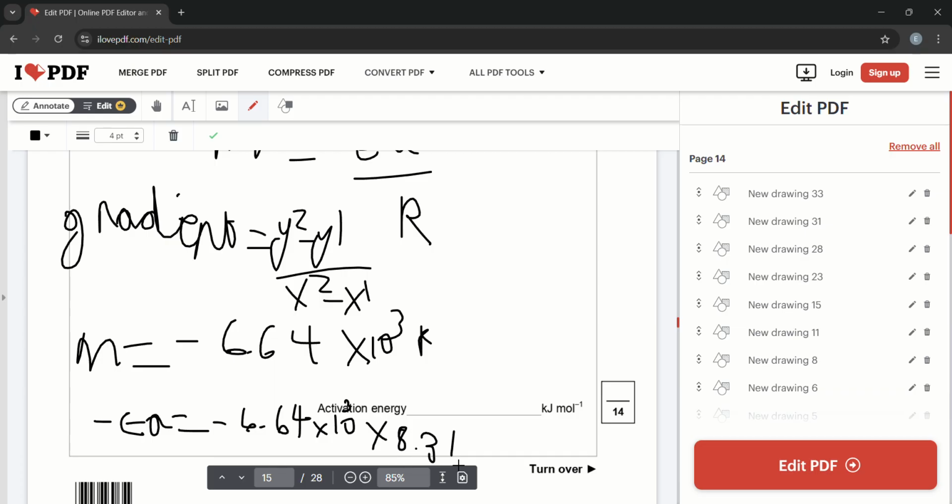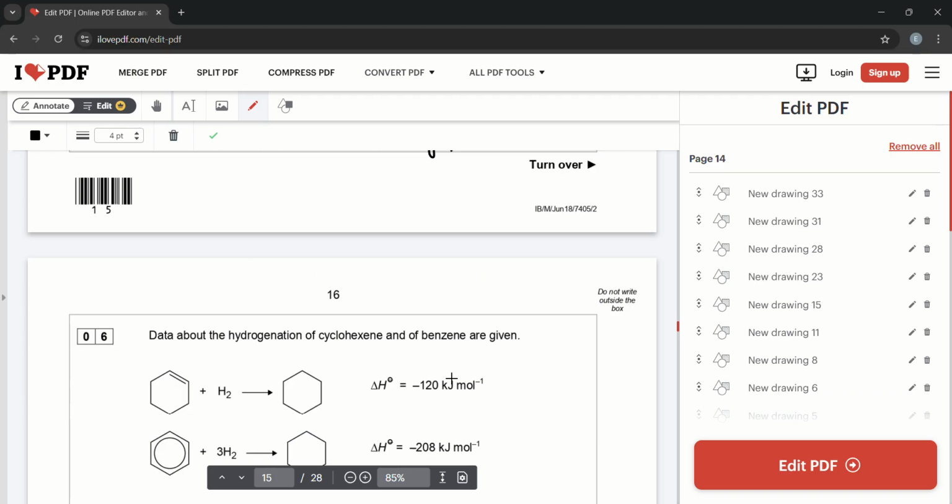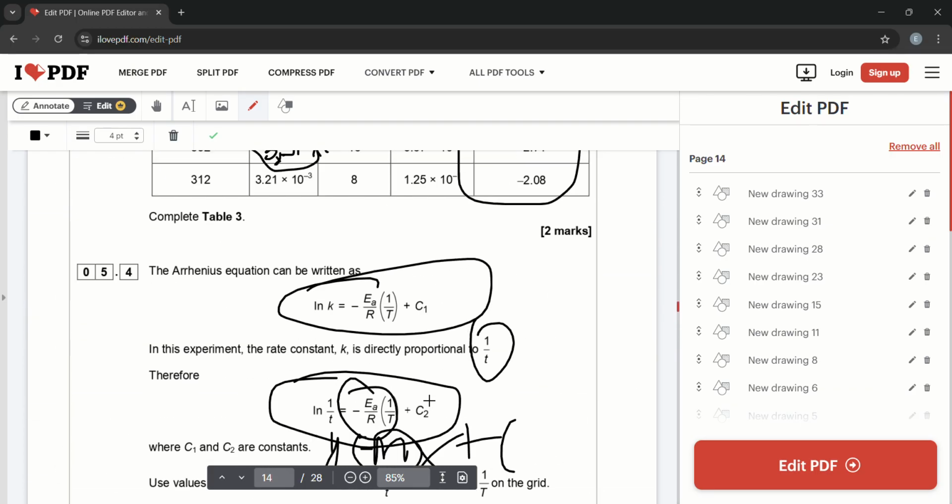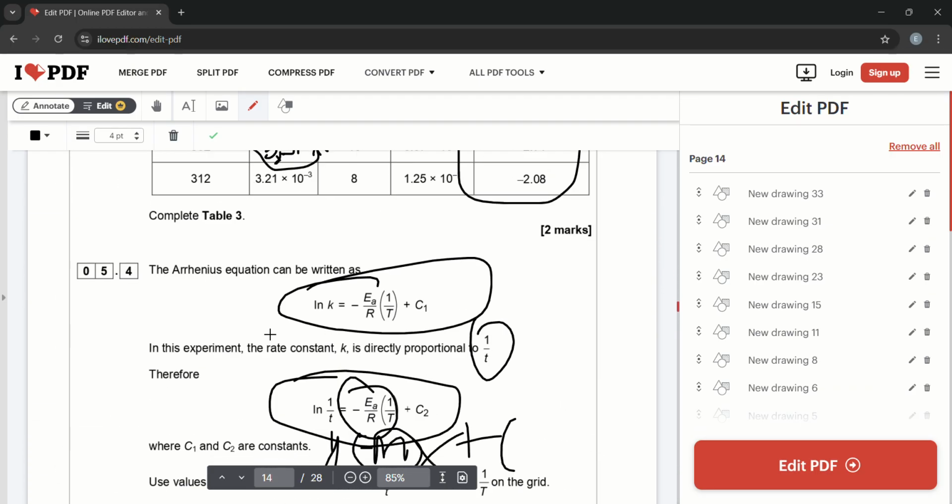We get minus Ea as, and therefore we divide by minus 1, and we also divide by 1000 because we want it in kilojoules per mole to the power minus 1, and we get 55.2 kilojoules per mole to the power minus 1. That is the end of question 5.3 and 5.4.